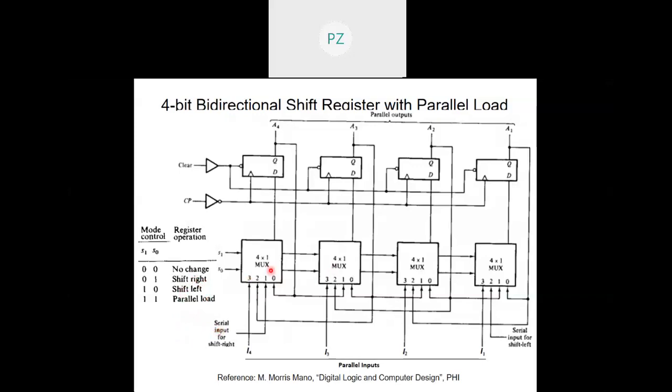The only thing is that you will have to increase the size of the multiplexer accordingly. Since I'm having two status lines and a 4:1 multiplexer, I have four options. Suppose I want to increase the options here, I'll have to make it an 8:1 multiplexer with three status lines. Then I can have as many as eight combinations possible. I can add, like, shift right by 2 bits, then shift left by 2 bits. We can also have circular shift right or circular shift left.